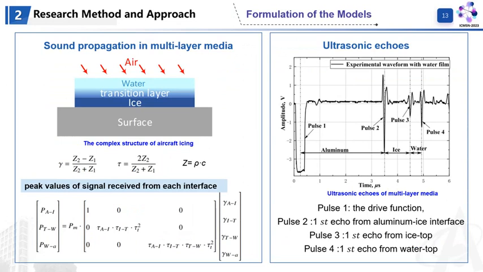Take the transition layer into consideration. The structure of aircraft icing becomes more complex. Due to this, the ultrasonic signals received from each interface are also changed, as shown in the pictures. Each echo represents a different interface of the multi-layer media, and the peak values are related to the material properties.